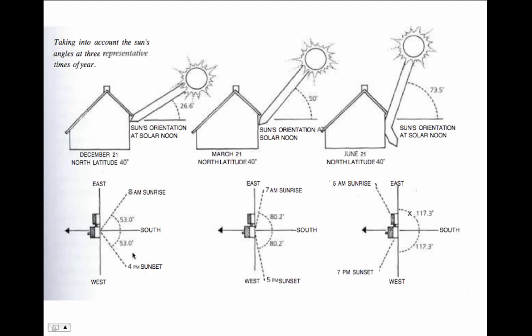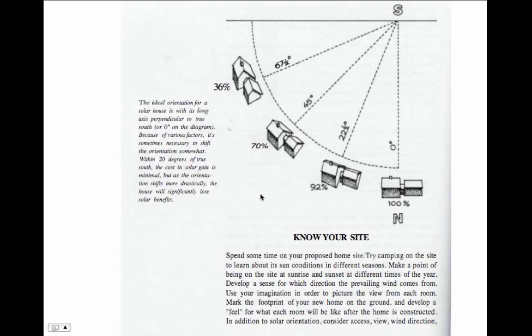Then this shows where the sun rises at December 21st, March 21st, and June 21st. So the sun rises, you can see quite far to the south of east, sets quite far to the south of west, and then in the summertime it rises quite far to the north of east, as you can see here, and then during the equinoxes it rises almost directly to the east.